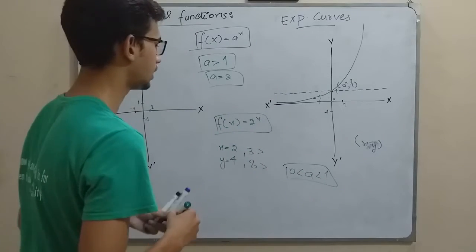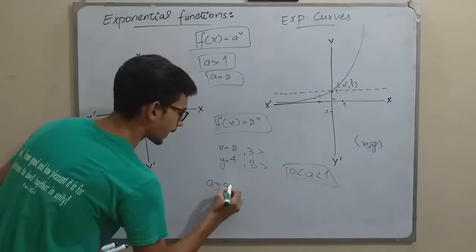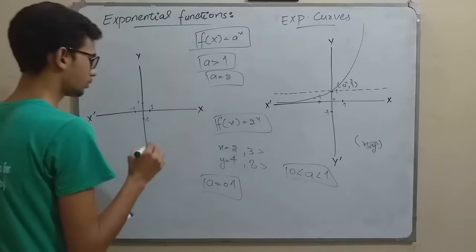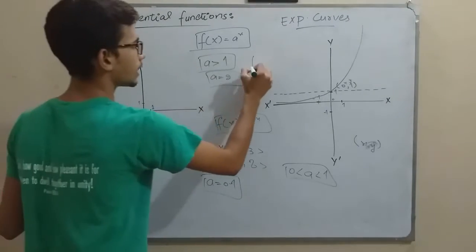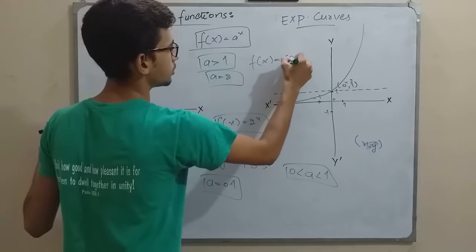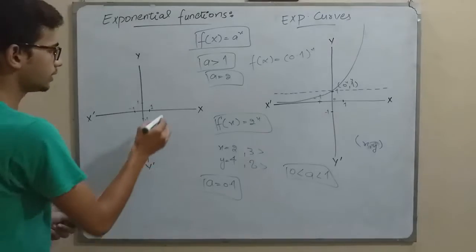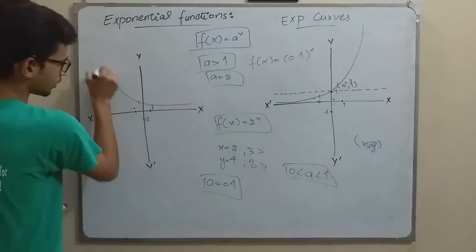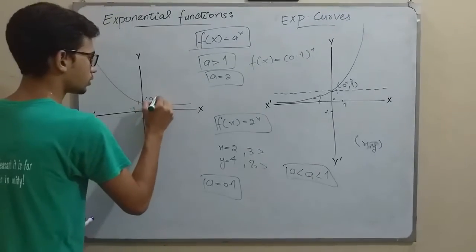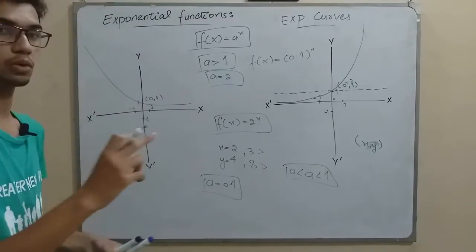Suppose I take the value of a as 0.1. So the function would be f of x is equal to 0.1^x. Now what happens here? It will give you a graph like this. It will also pass through this coordinate (0, 1).